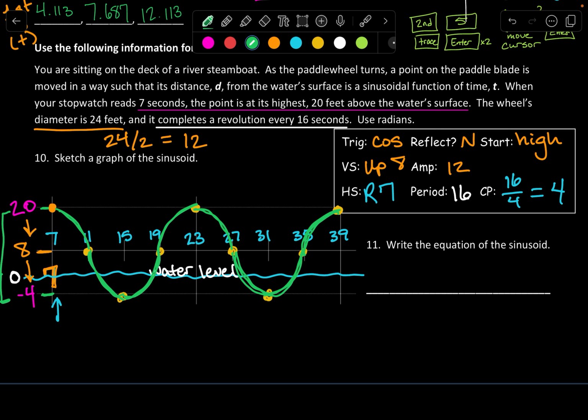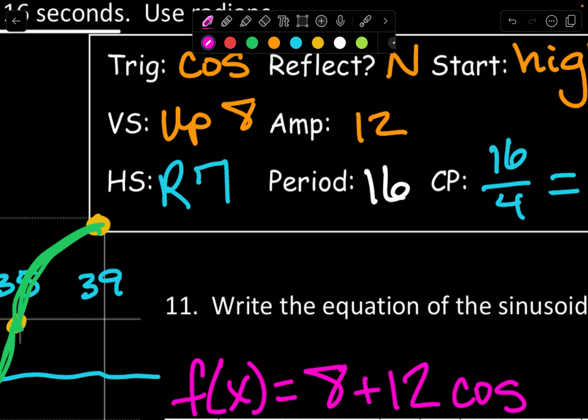So now, let's write the equation. The vertical shift was 8, so we're going to say f of x equals 8. And it was not reflected, so I'm going to say plus. Amplitude's 12, and it's a cosine function. My b value is 16. Wait, just kidding. I haven't found my b value yet.